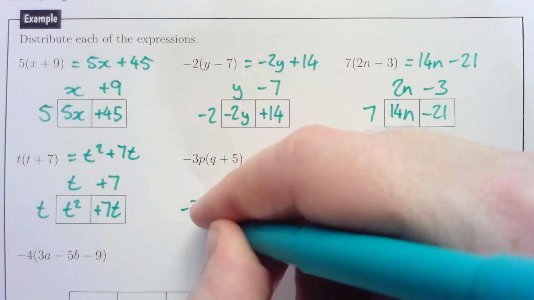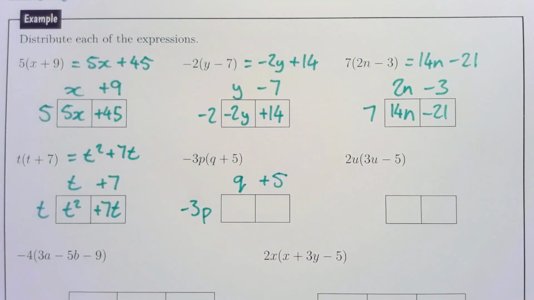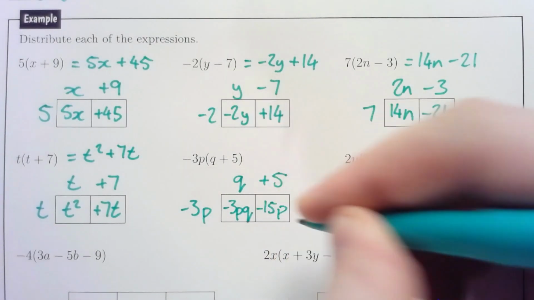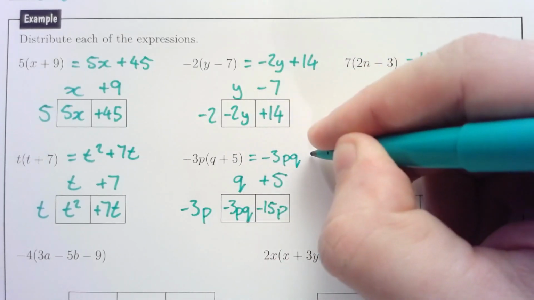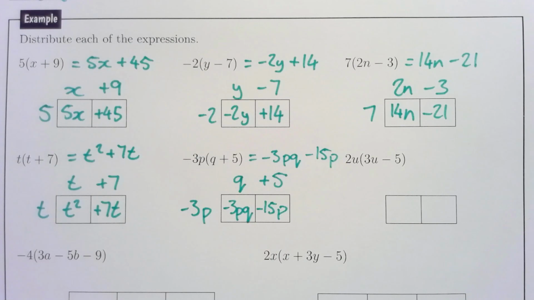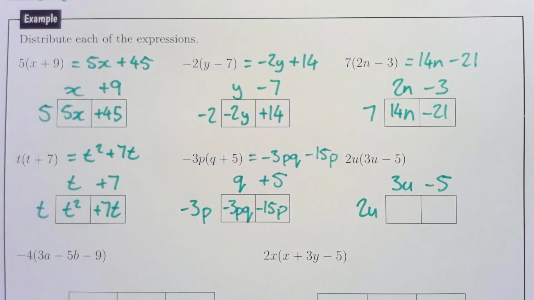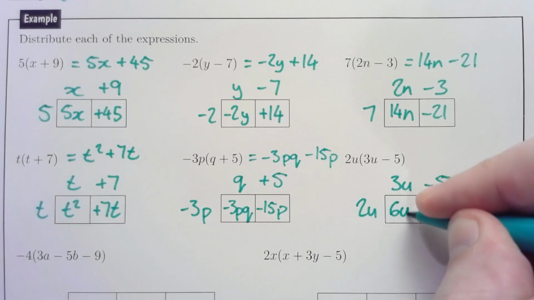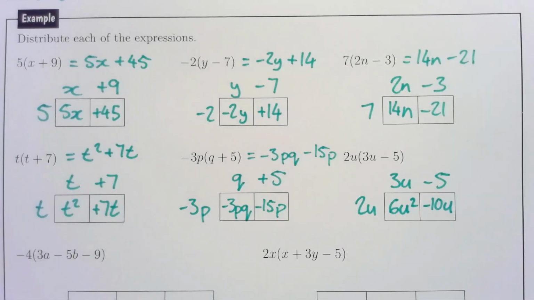So if we have -3p multiplying the quantity q plus 5, we need to multiply -3p by both q and 5, which gives us the products -3pq and -15p. Our resulting expression is -3pq take 15p. If we have 2u times the quantity 3u take 5, we need to multiply 2u by both 3u and -5. So 2u times 3u is 6u squared, and 2u times -5 is -10u.